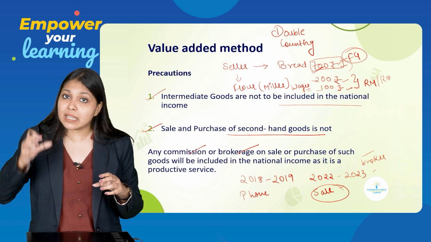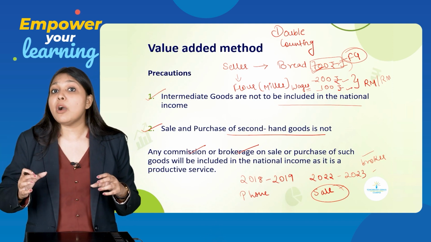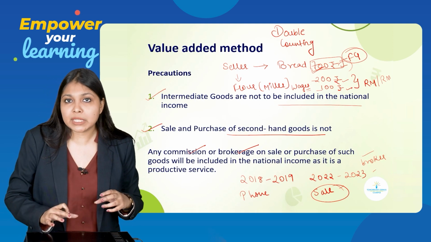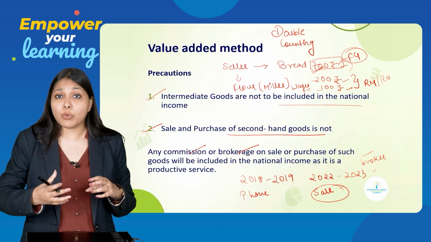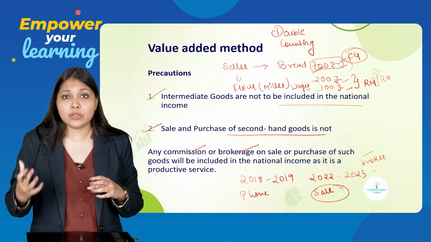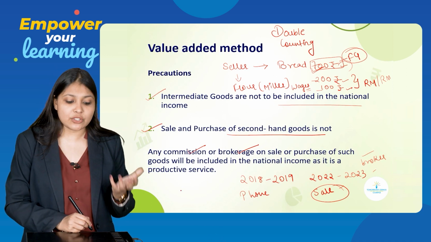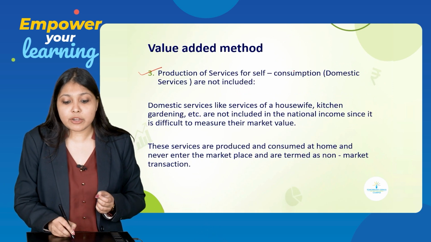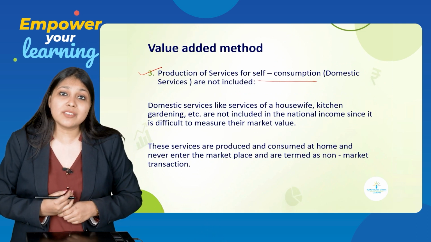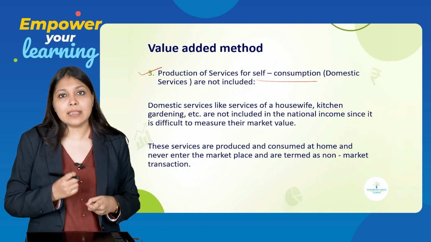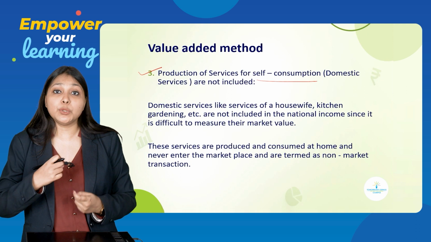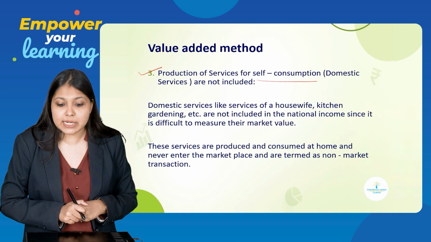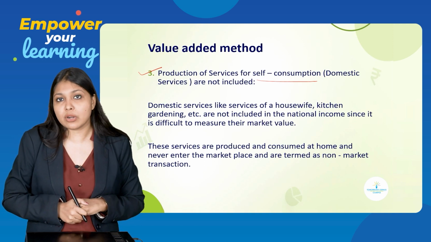If we include it in the current year as well, then that will lead to the problem of double counting, which we do not want, right? So, we will not be including it in national income, but any brokerage or commission charged on second-hand goods will be included in the current year's national income. Third, production of services for self-consumption. Domestic services are not included. So, any production of services which we are doing for my own consumption will not be included, and domestic services are also not included.